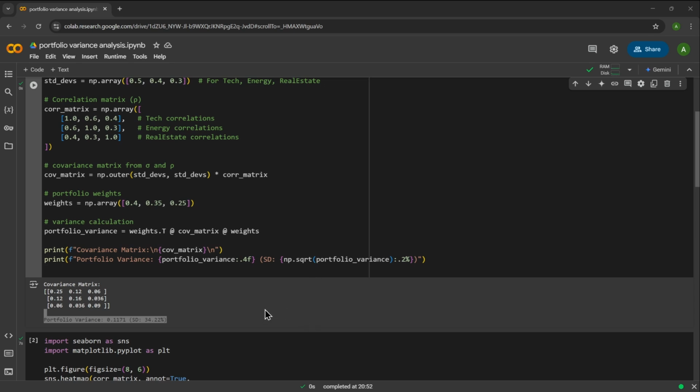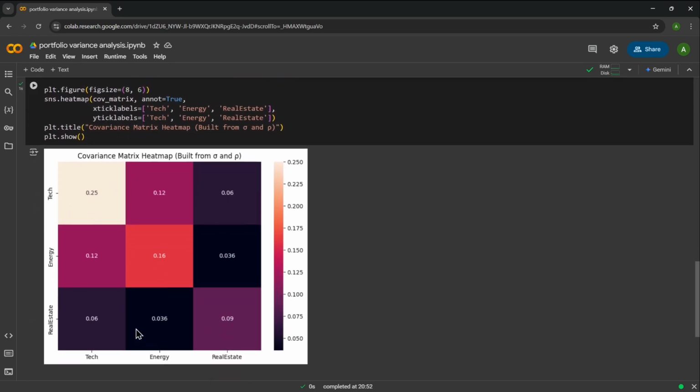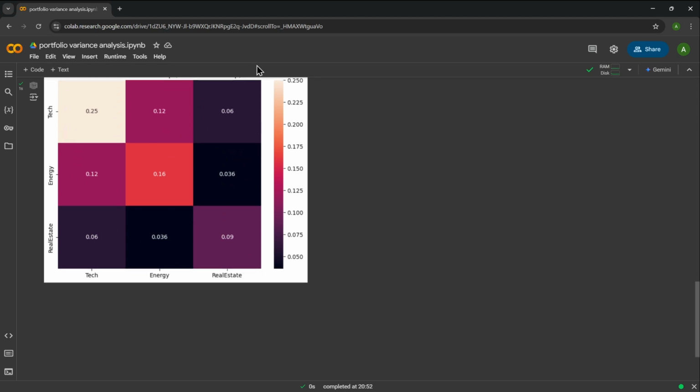So I've just done a brief analysis of what this covariance matrix indicates and the numbers over here. So that's that. Now let's try to plot this covariance matrix. You can see that. This is the heat map for the covariance matrix as well.